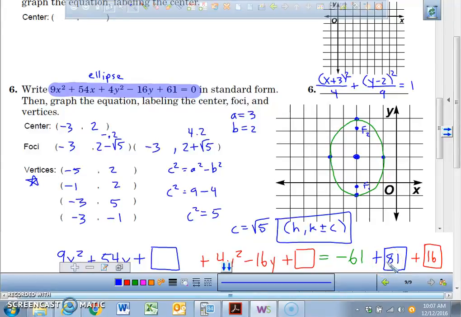There's everything for number 6. This is the last problem we're going to do on this video. We're going to do 2 more problems in the next video.